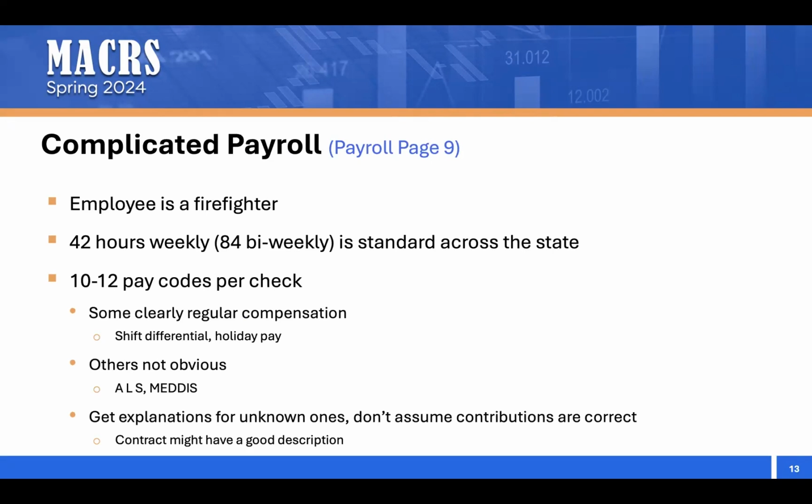And one of the first things you might notice is if you look in the hourly column, there's a 42 there. And I'm not an expert on firefighter schedules, but typically when you're looking at firefighter payroll, they're getting 42 hours in a week or 84 hours biweekly. It's not 40 hours plus 2 overtime, it's 42 straight hours.